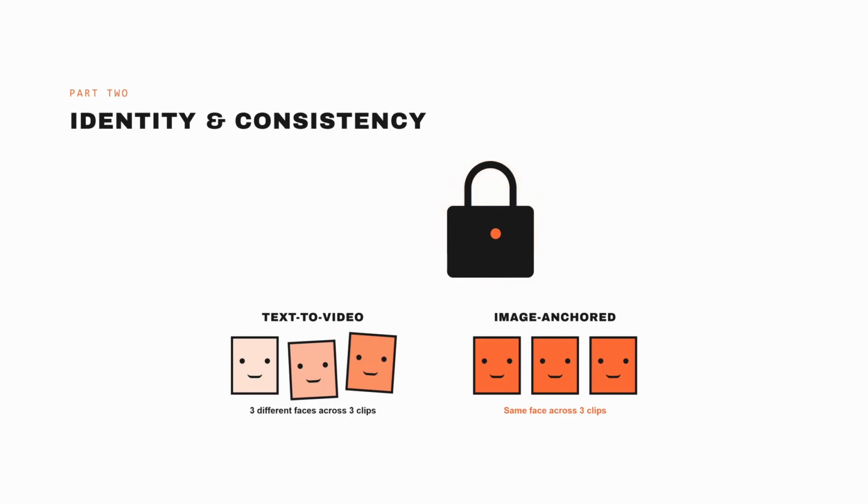One more thing on identity. Keep it in its own line, separate from the motion prompt. Something like: character, same woman as reference image, consistent blazer and hairstyle. That's it. Don't describe what she is doing here. That's the next job. Part 3, motion.